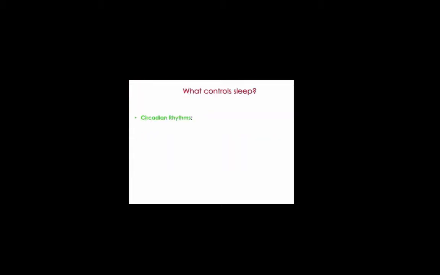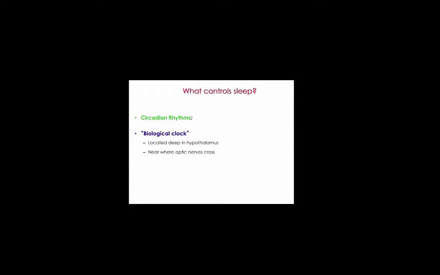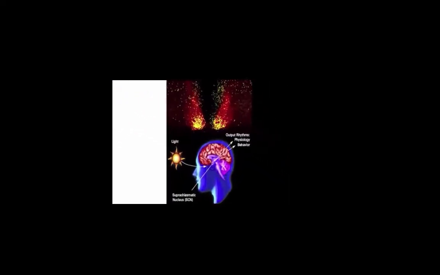Circadian rhythms are part of what controls our sleep. These rhythms refer to a 24-hour cycle of physiological and behavioral functioning. It also refers to our biological clock, which is located deep in the hypothalamus. Remember, we just talked about the HPA axis? This hypothalamus is located in the brain where nerves cross.